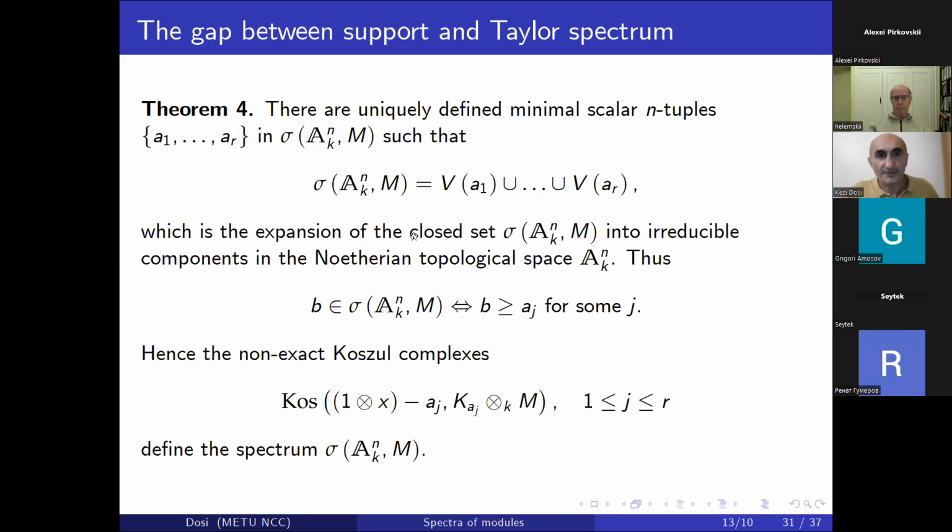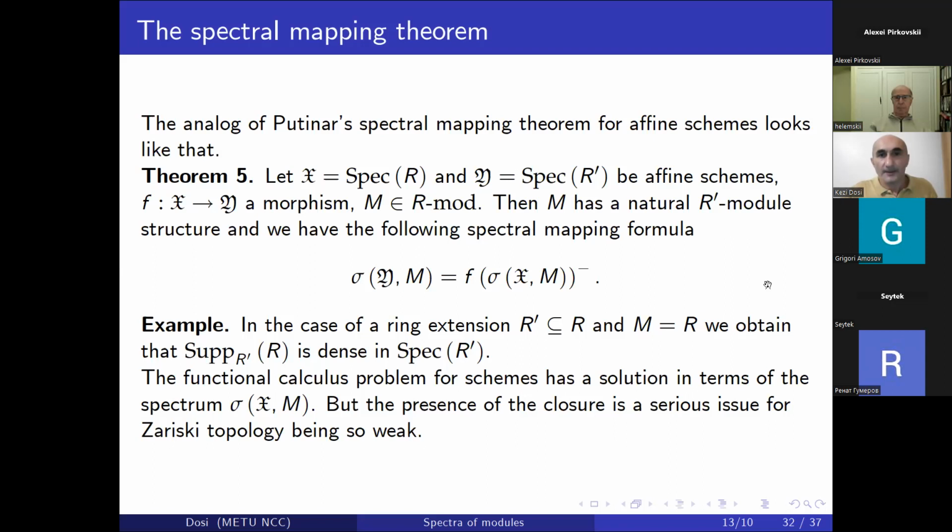Well, finally, we can describe the spectrum completely. Again, there's not a big deal here. It's just that every closed set in a Noetherian topological space can be decomposed into irreducible components. Look, this is my irreducible components here, V(A1), ..., V(Ar). So B from the spectrum should dominate one of these Aj. So you have a finite number of minimal elements from the spectrum, or a minimal number of scalar tuples. They completely define the rest. So non-exact Koszul complexes, a finite number of them, actually define all the spectrum here.